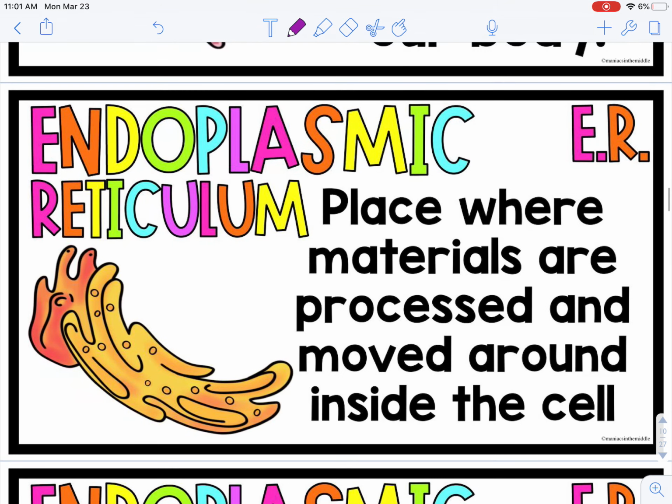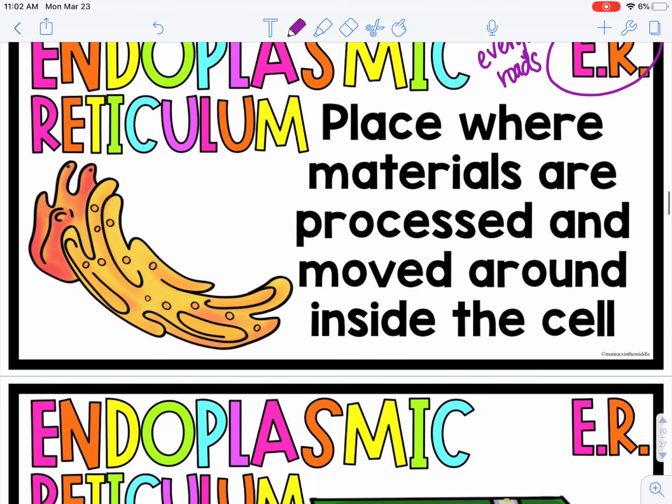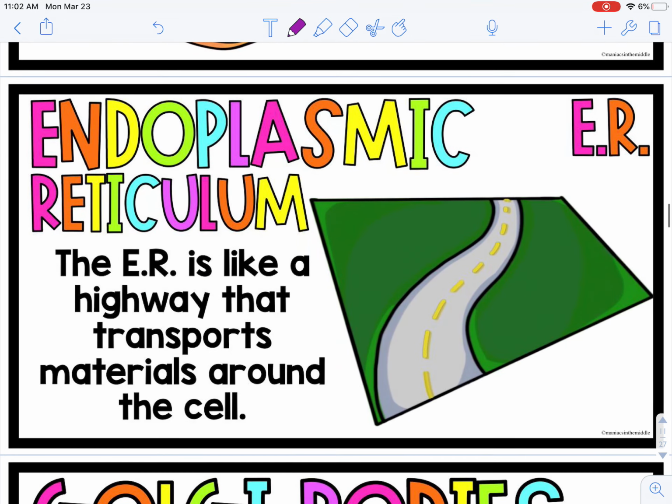Our next one is the endoplasmic reticulum, kind of a big, fun, long new word. So it's also called the ER, like you'll see up here. It is where materials are processed and moved around inside the cell. So one great note that you could leave for yourself, a lot of kids like to remember this as everyday roads. So different materials are being moved all throughout these roads into the cell, into different organelles. So like I said, kiddos like to think of them as everyday roads or the highway. So it's like a highway that's transporting materials around the cell.